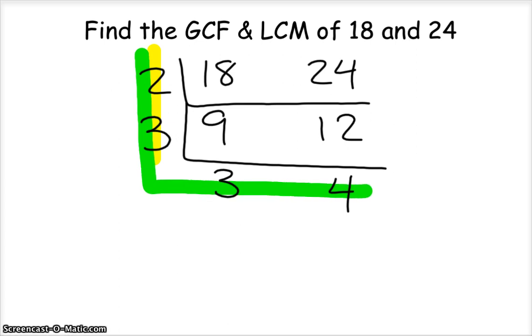So I'll start with my greatest common factor. That is going to be 2 times 3. So my greatest common factor is 6.